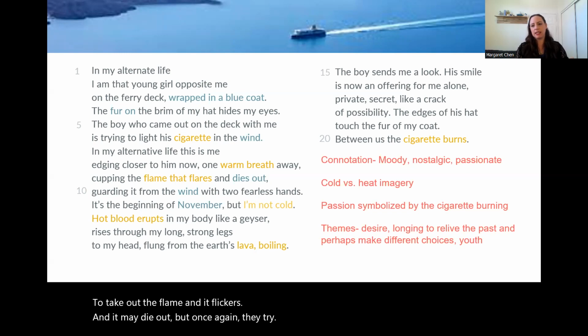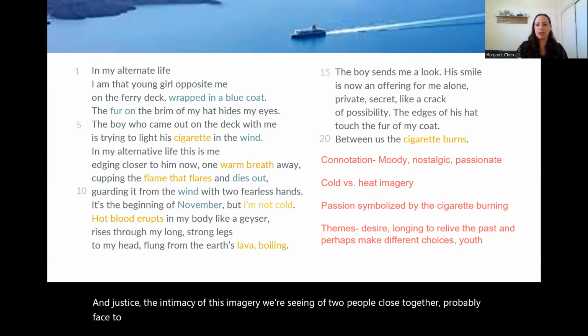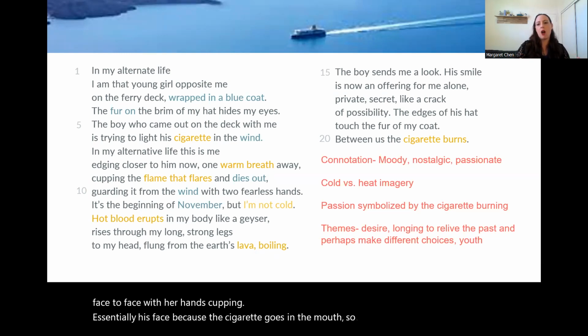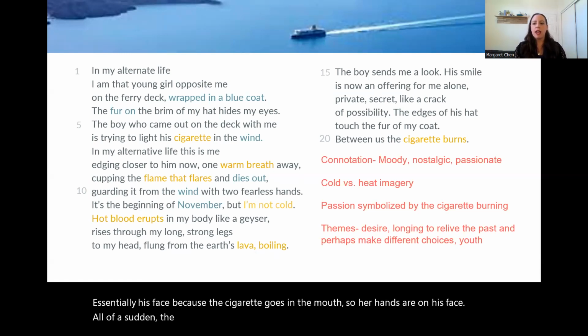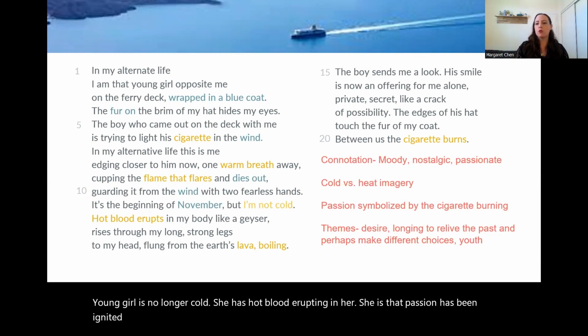And just the intimacy of this imagery we're seeing of two people close together, probably face to face, with her hands cupping essentially his face because the cigarette goes in the mouth. So her hands are on his face. All of a sudden, the speaker, imagining herself as the young girl, is no longer cold. She has hot blood erupting in her. That passion has been ignited and goes through her whole body, that she feels like it's lava, and the November winter air does not affect her at all.